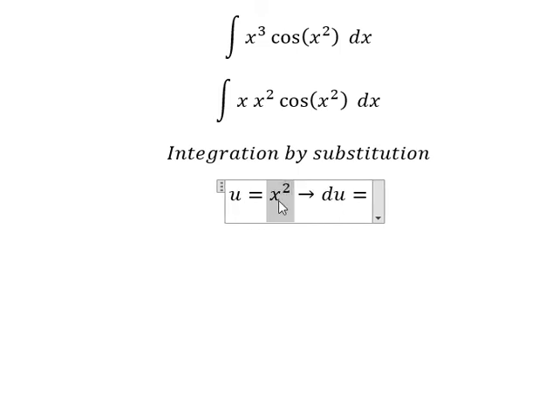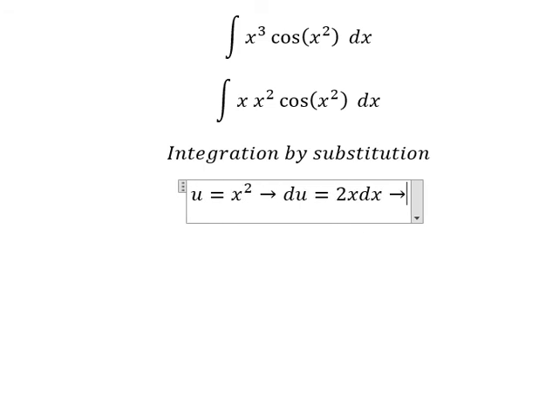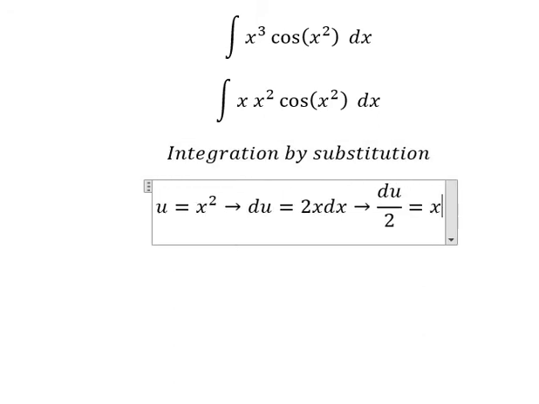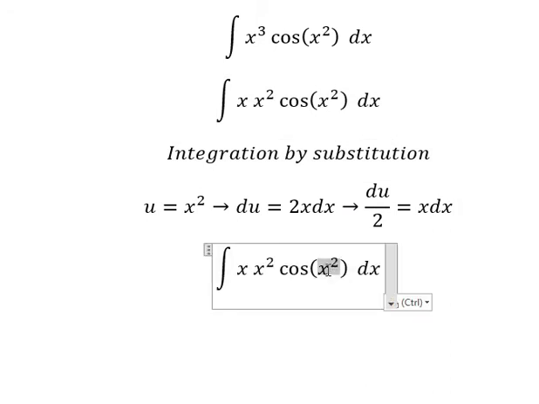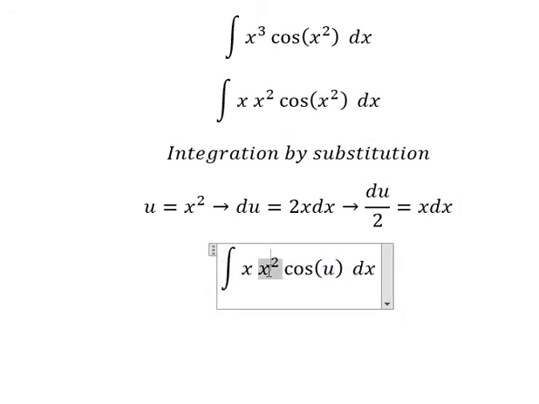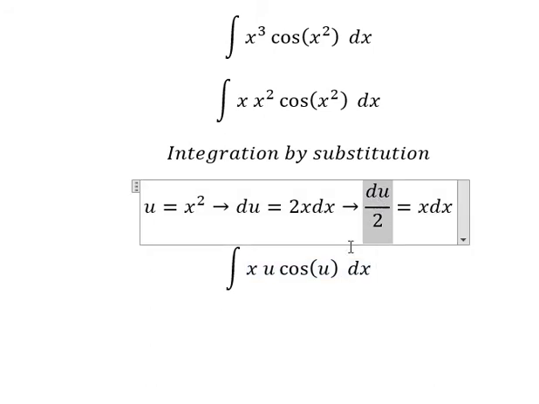First derivative of x squared, we have 2x dx. Because we don't have the number 2, we need to divide both sides by 2. So this one we change to u. x dx we change to u over 2.